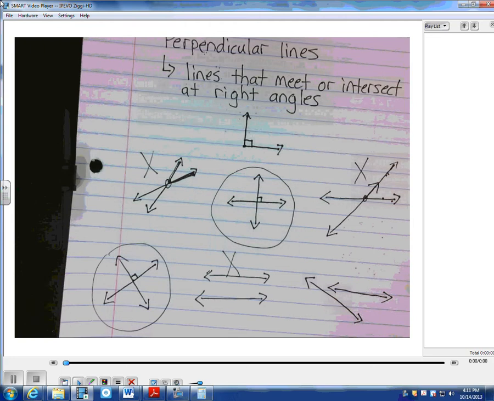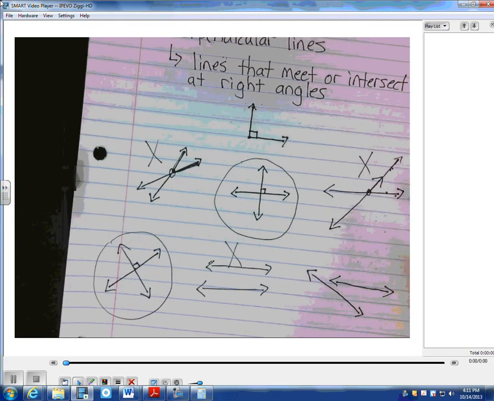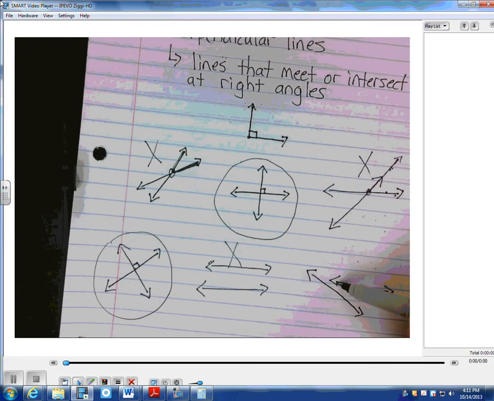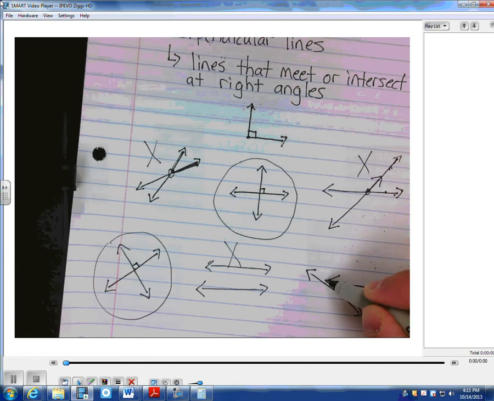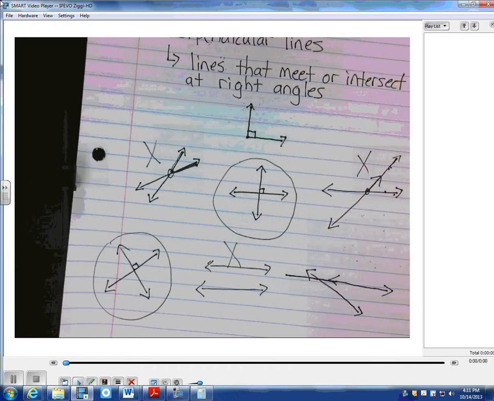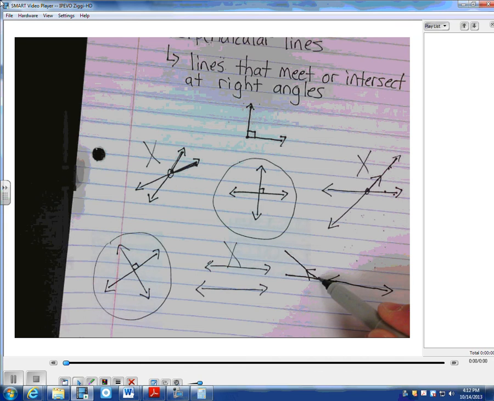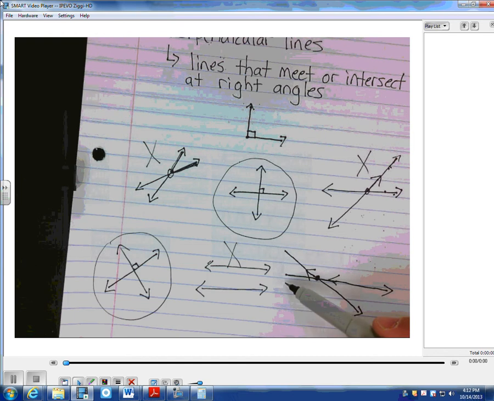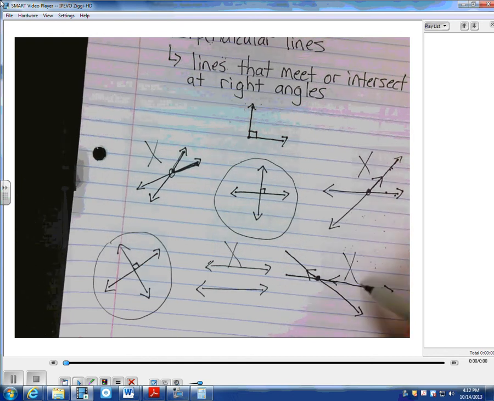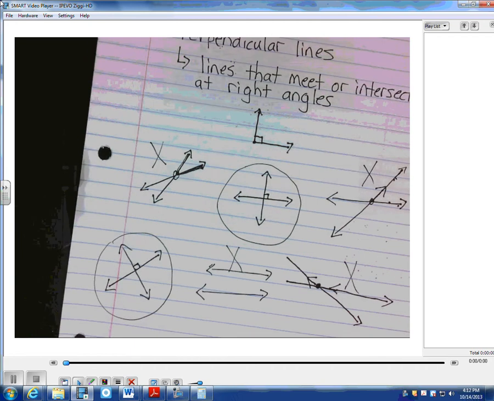Okay, last one we'll look at is sometimes you'll see it like this. Now again, remember, this arrow means that this line goes on, it keeps going. So in reality, this line's going through this one just like that. And again, this one's continuing on this way. So if these lines intersected right here, they would not form a right angle with each other. So those would not be perpendicular lines.